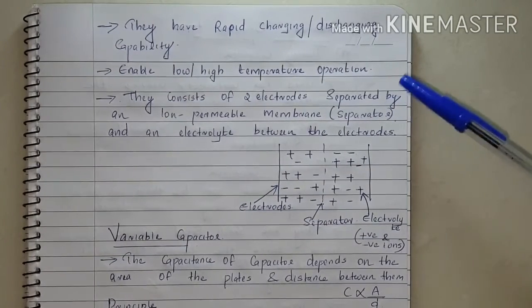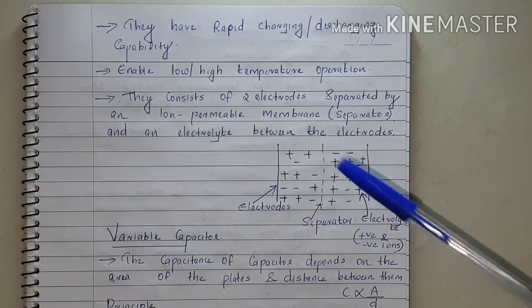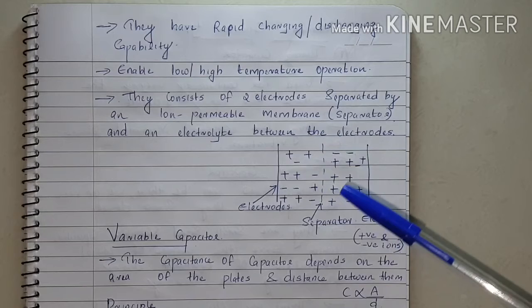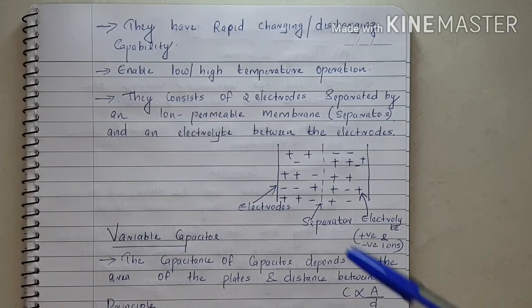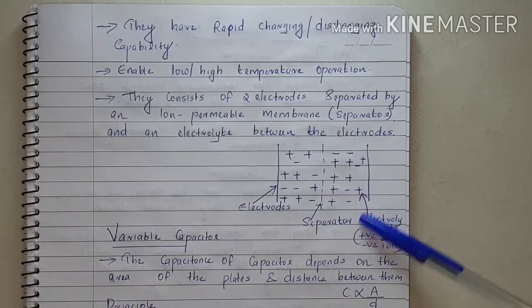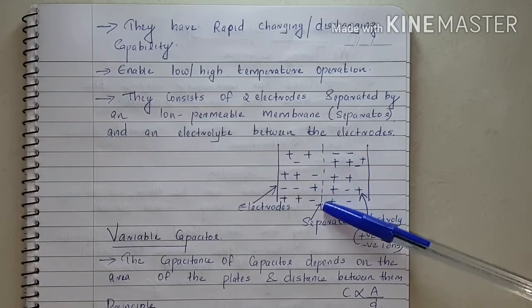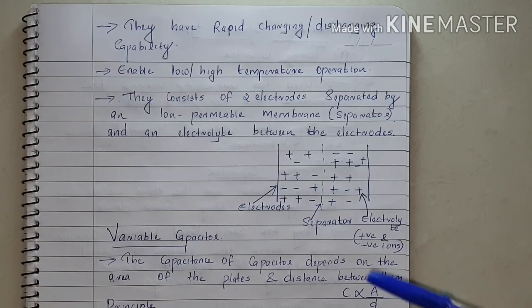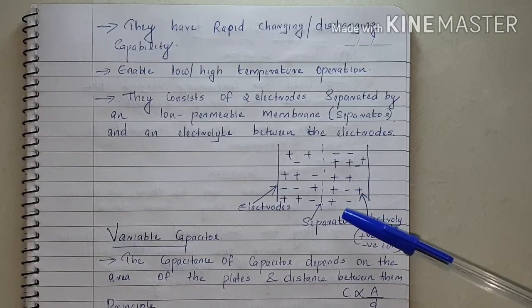That is, rapid charging or discharging capability. They enable low as well as high temperature operation. Their structure is like this: it consists of two electrodes separated by an ion permeable membrane, that is a separator, and an electrolyte between the electrodes, that is positive as well as negative ions.